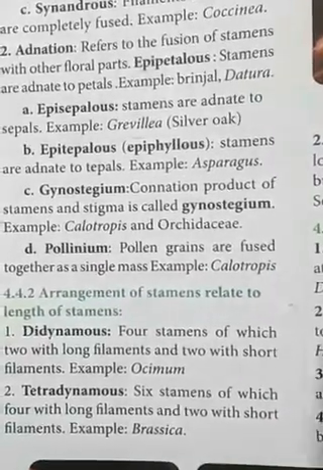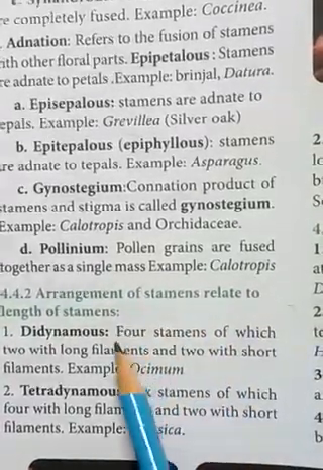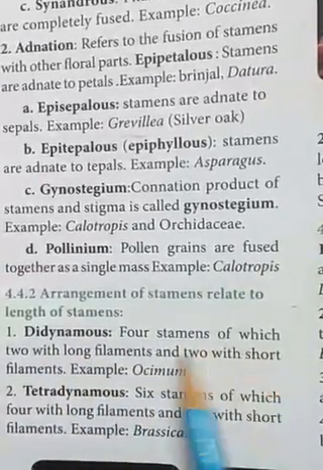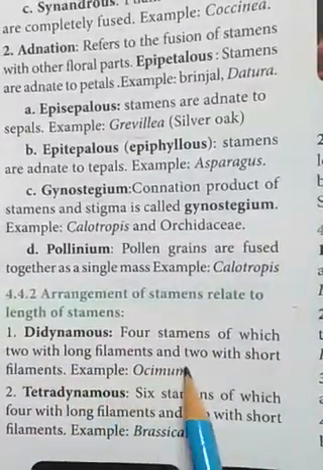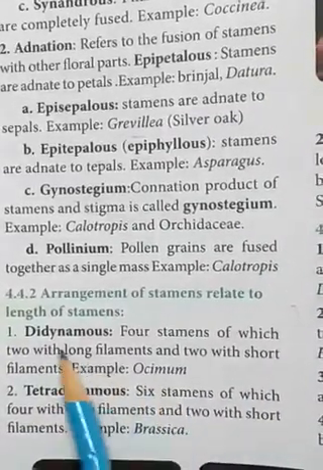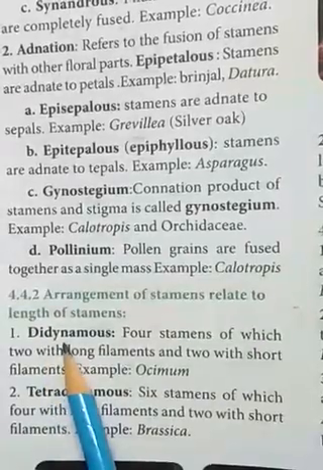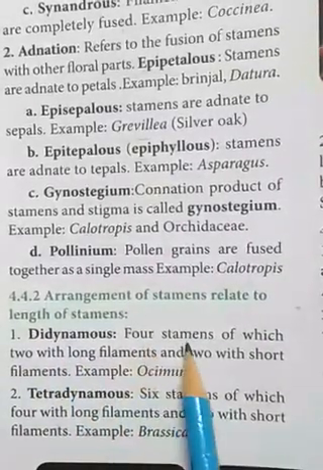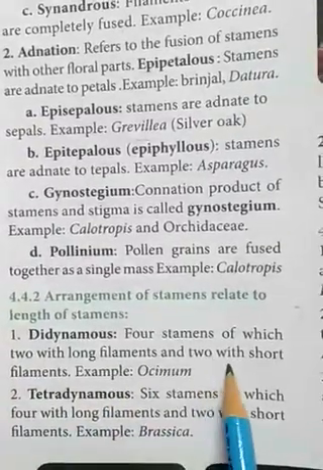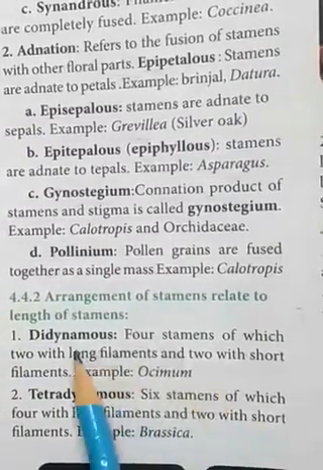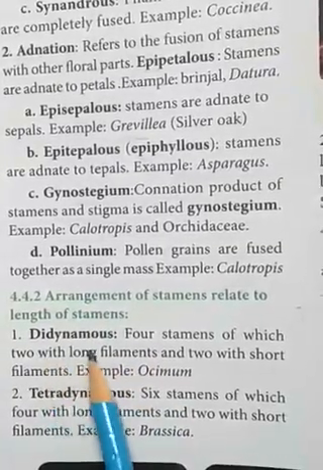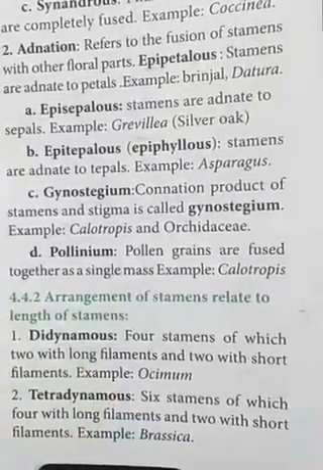Based on the length of the stamens, they are of different types. Didynamous, 4 stamens of which 2 with long filaments and 2 with short filaments. Example Ocimum. So didynamous, that is two layers are arranged. Out of 4 stamens, 2 have long filaments and 2 have short filaments. As a result, the stamens are arranged in 2 layers, then it is called didynamous.